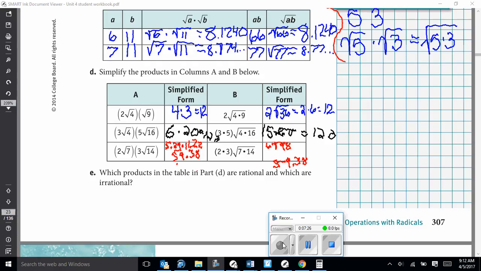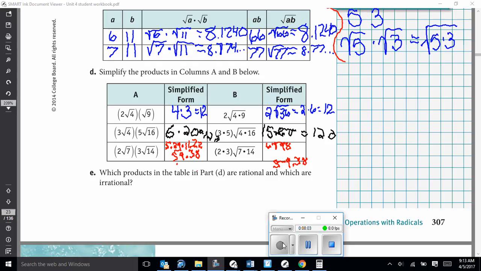So here we have 3 times the square root of 4, which is 6. And then 5 times the square root of 16. So 5 times 4 is 20. So 6 times 20 is 120. Do the same thing over here. We're taking our coefficients, 3 and 5, and multiplying those together. And square root of 4 times 16, which is... What's 4 times 16? 64. So then 15 times the square root of 64, which is 8, which is 120.